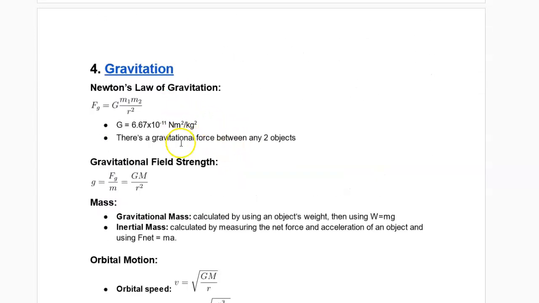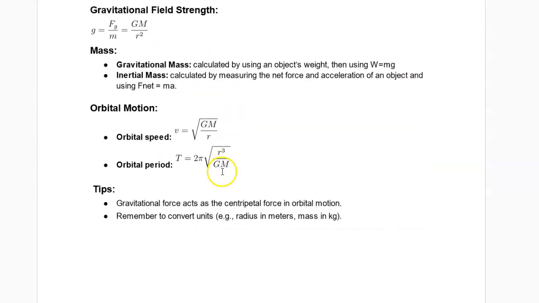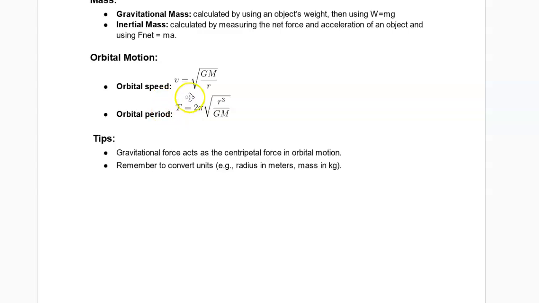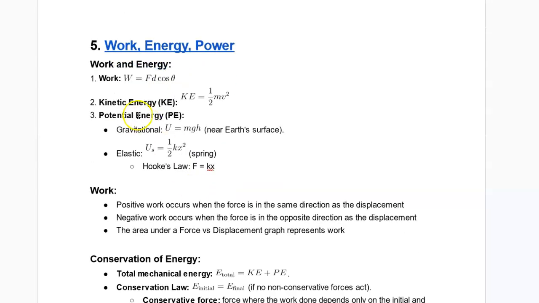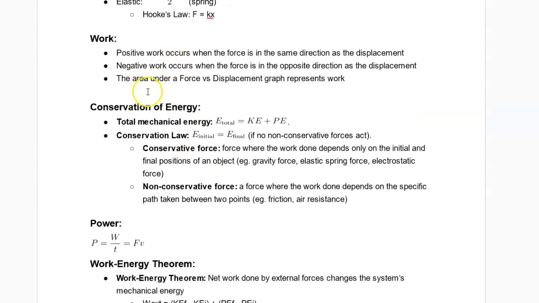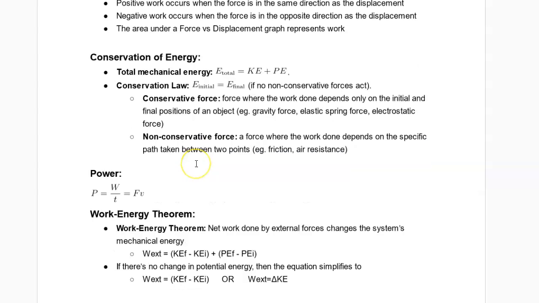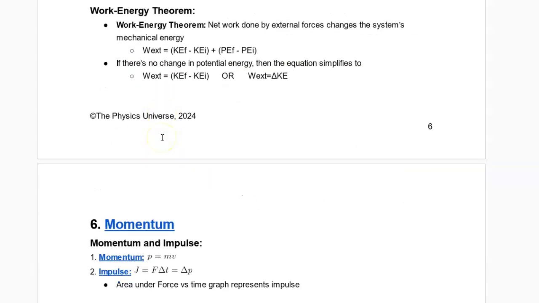Then we move into gravitation, where we have the equations for Newton's law of gravitation, how do you calculate gravitational field, what's the difference between gravitational mass and inertial mass, and how do you calculate orbital motion for speed and period, and some tips for solving those problems. Then we move into work, energy, power, and here are the equations that you might see for that unit. What is work? When is energy conserved? What's the equation for power? What's the work energy theorem?